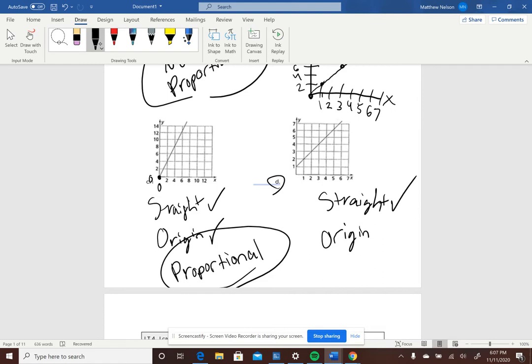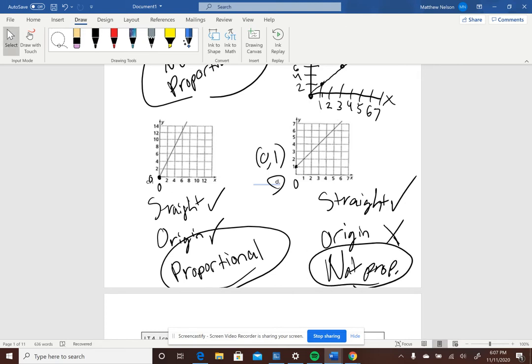Here we start at 0 for our x, right? But it's up here starting at 1 for our y. So it doesn't pass through 0, 0. It doesn't go through the origin, therefore it is not proportional.